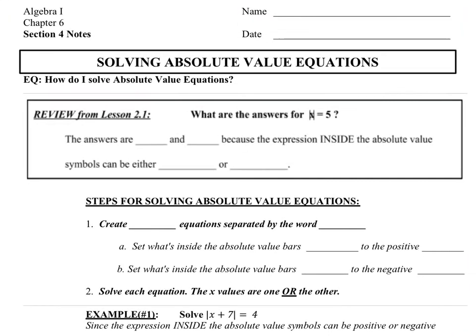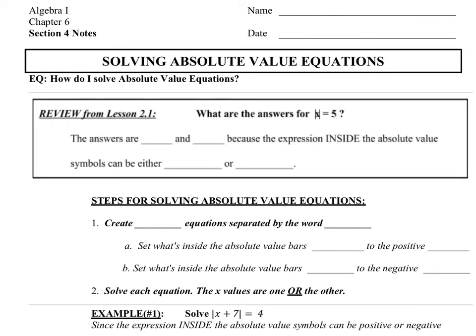Okay. So we have a review from lesson 2.1. Let's get right into it here. It says, what are the answers for the absolute value of x equals 5? We're going to write that over here so you can see it better. The absolute value of x equals 5. It's saying what numbers, when you take the absolute value, are 5 away from 0? We're going to have 5, or x is going to equal negative 5, right? Both 5 and negative 5 are both 5 away from 0, correct? Okay, that's basically all it's asking.